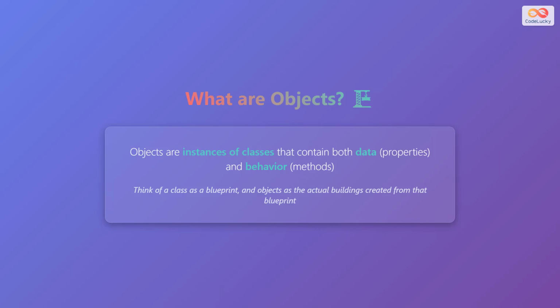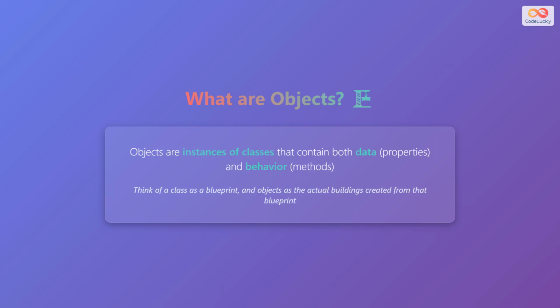Let's start with the fundamental question. What exactly are objects in the context of object-oriented programming? Objects are instances of classes. Think of them as individual building blocks that bring your program to life. Each object contains two key components: data, which we refer to as properties, and behavior, which we call methods.